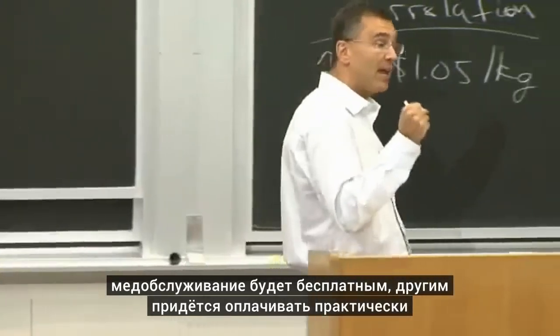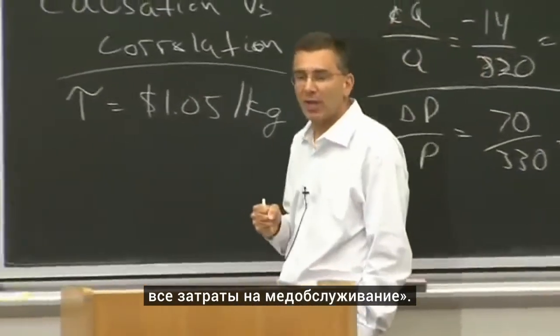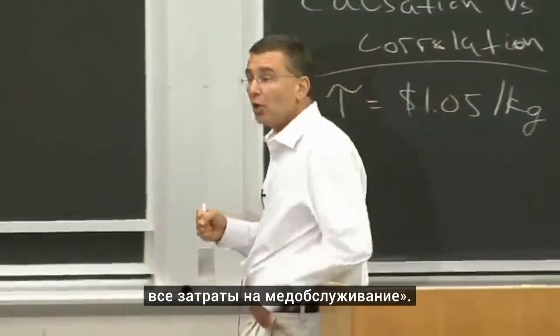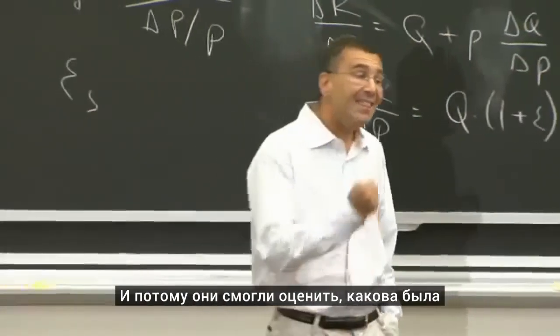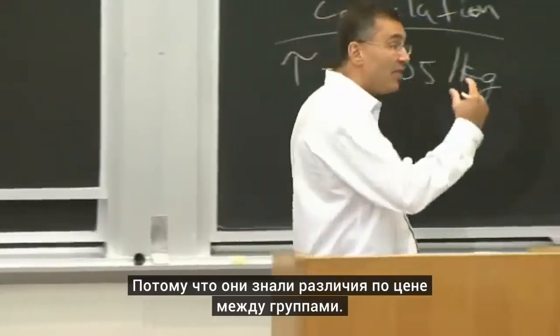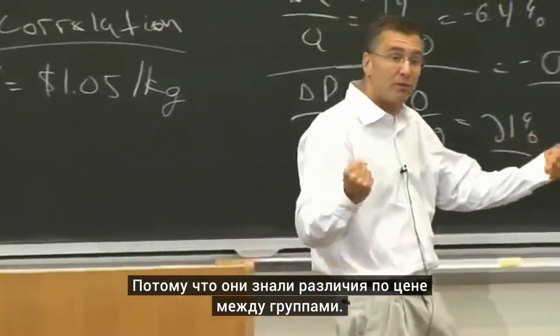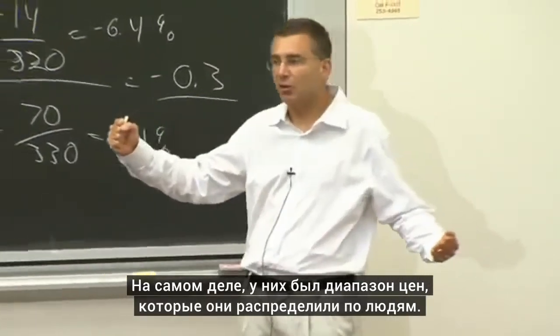And some people are going to have policies where they have to pay essentially all the costs of health care. Okay? So they essentially randomized across these different groups. And therefore, they could assess what the price elasticity was because they knew the price difference between groups. For one, the price was 0. For one, the price was 1. They actually had a range of prices they varied it across.